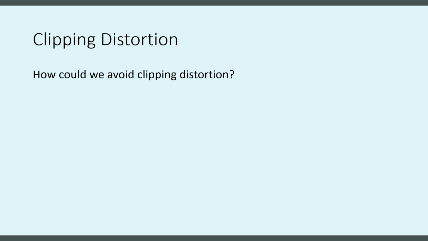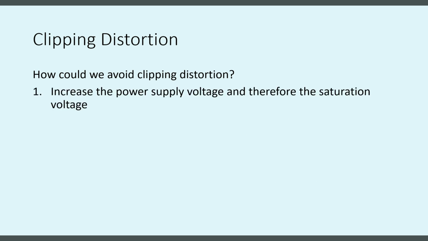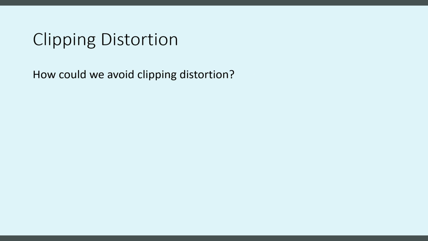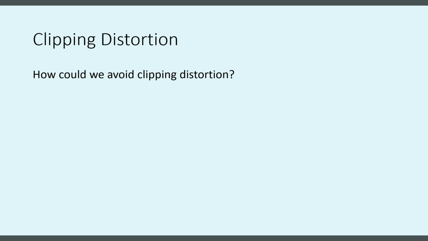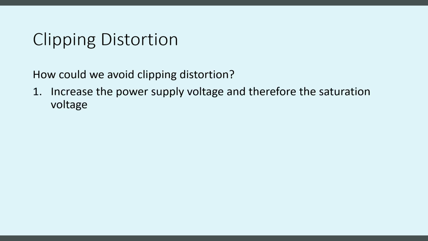So how can we avoid clipping distortion? There are three ways of doing it. First is to increase the power supply voltage. This increases the saturation voltage and therefore means that hopefully we're not going to get clipping distortion. In the previous example, it was clipping at 12 volts and it wanted to go up to 16 volts, so we would need to raise the power supply above 16 volts.